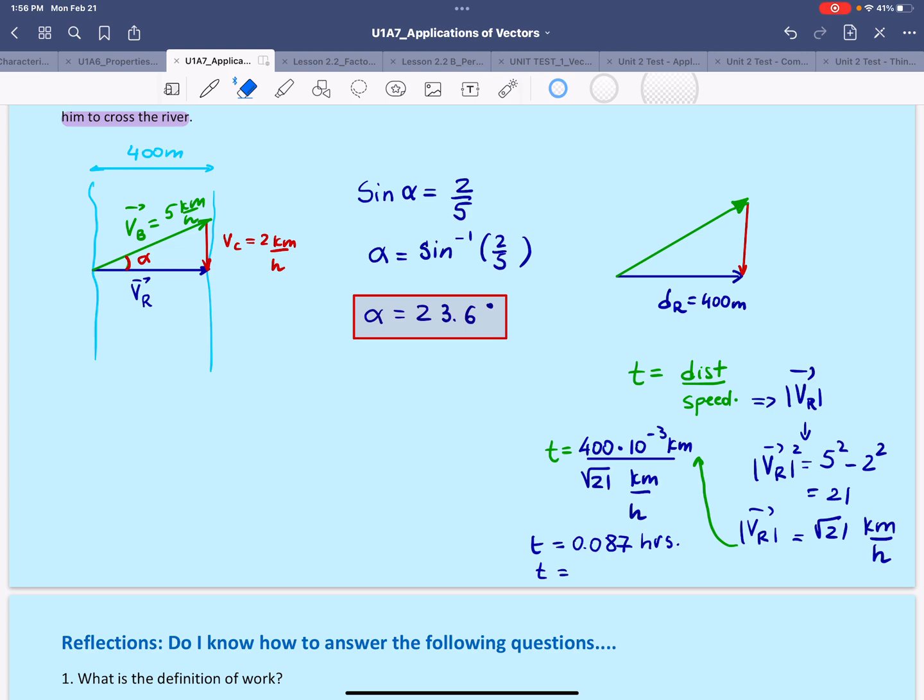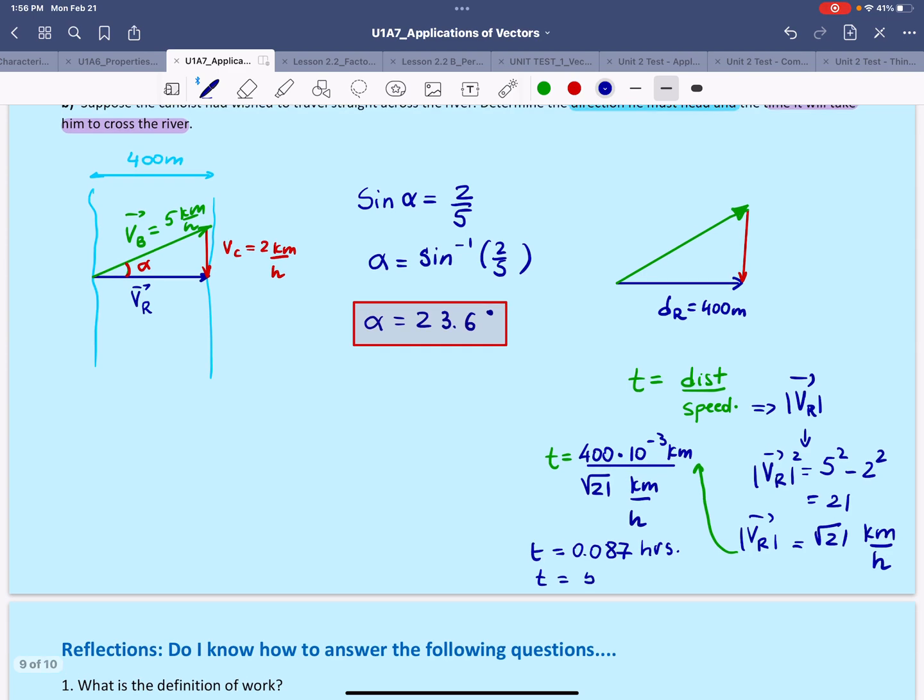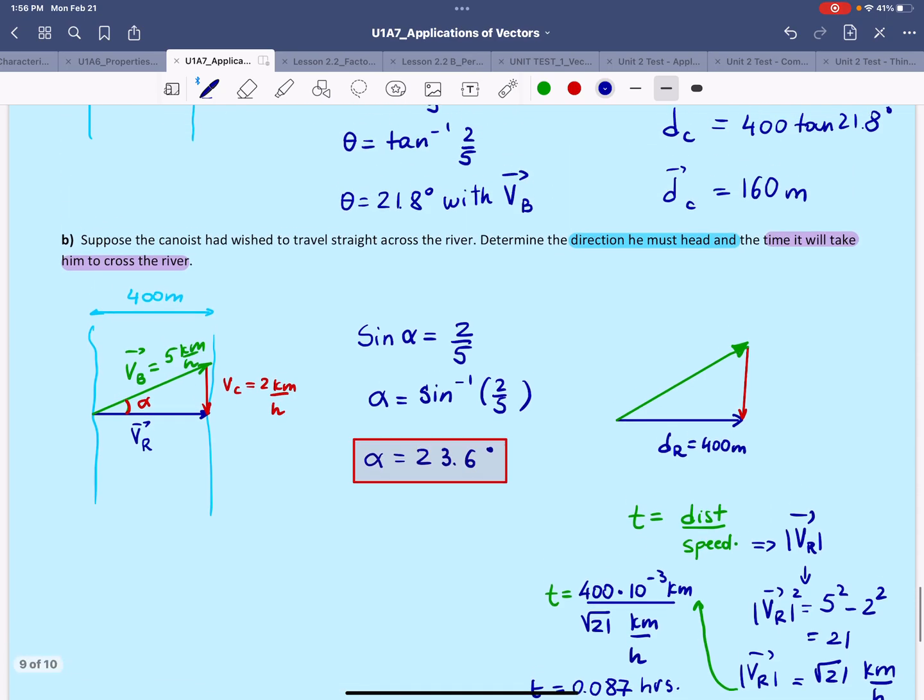So multiply by 60, and you get 5.2237, so 5.24 minutes. That's how long it would take to go from one side of the river to the other.